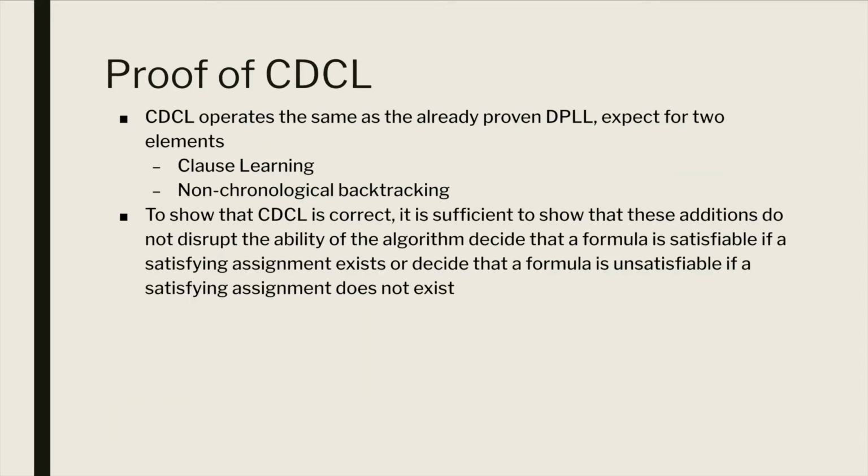Though we've seen CDCL work on 2 examples, we still want to prove its correctness in general. CDCL operates the same as the already proven DPLL except for 2 elements, clause learning and non-chronological backtracking. To show that CDCL is correct, it is sufficient to show that these additions do not disrupt the ability of the algorithm to decide that a formula is satisfiable if a satisfying assignment exists, or decide that a formula is unsatisfiable if a satisfying assignment does not exist.